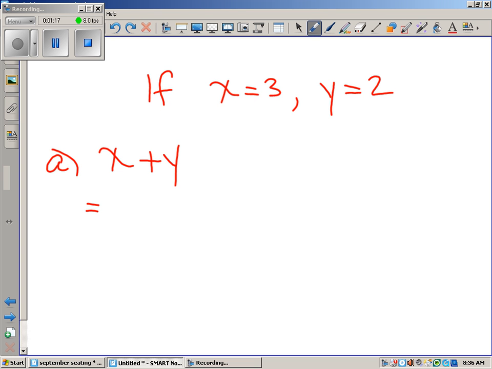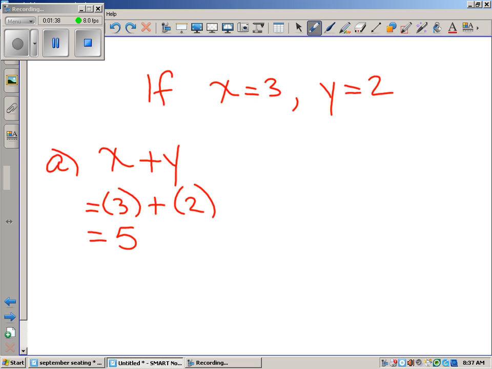Remember, when you substitute your variable into the equation, you take this 3 and you put it here, and you show me that a substitution has taken place because you put a bracket around it. And same with the y. Y will be the next value, and y is 2, so we're just going to substitute that down there. 3 plus 2 is 5.